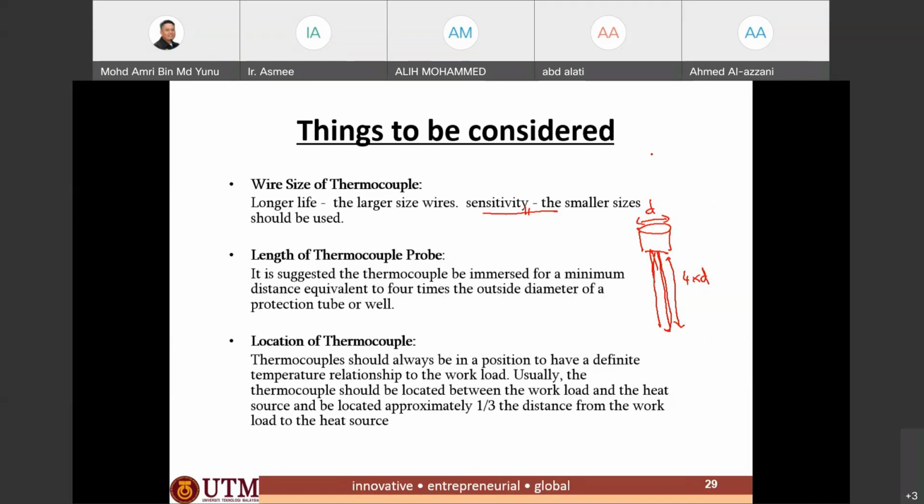The thermocouple must be close or proximate to the load or to the heat source. If it's non-contact, it must be 1/3 of the distance from the object.